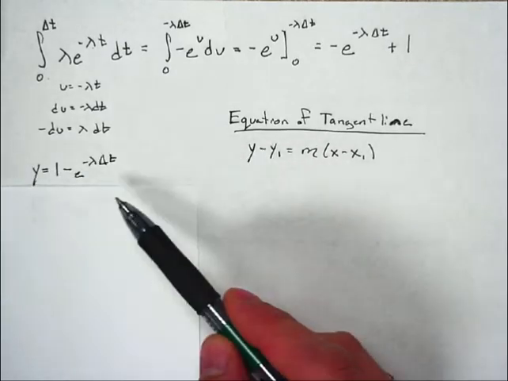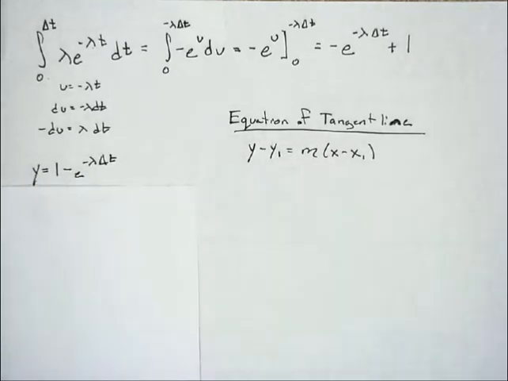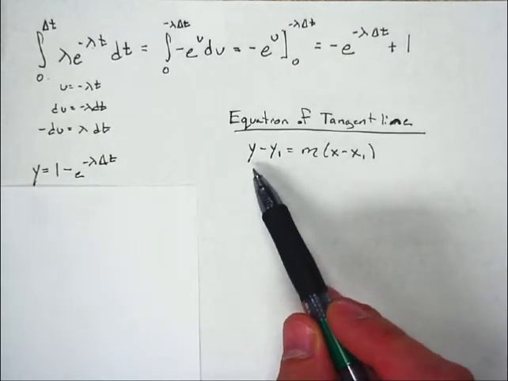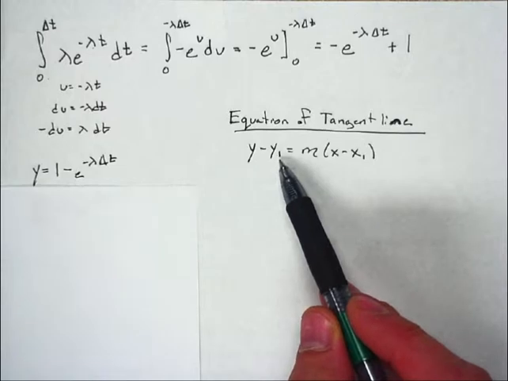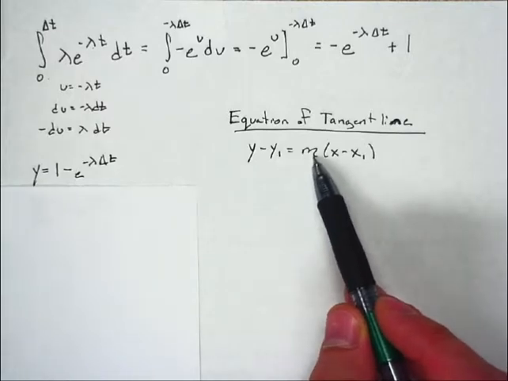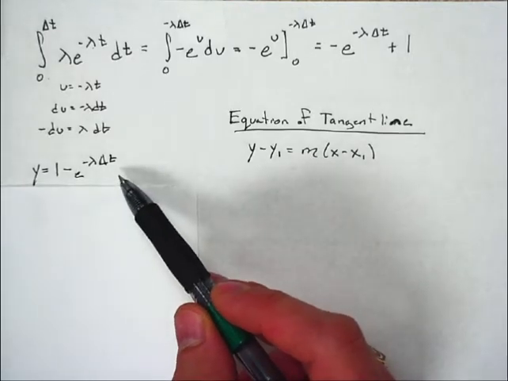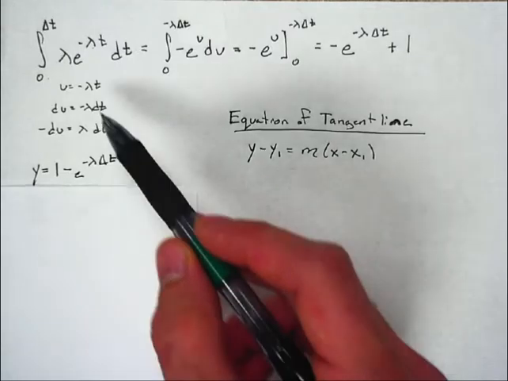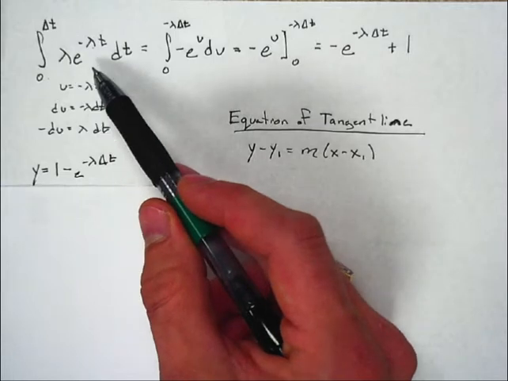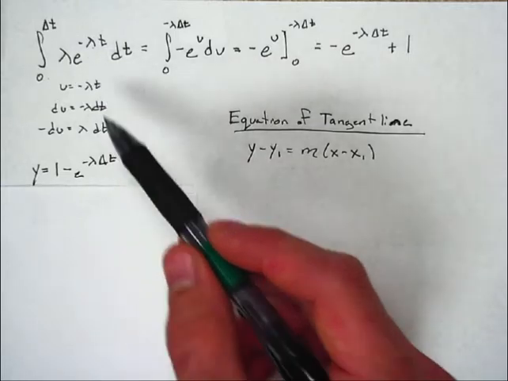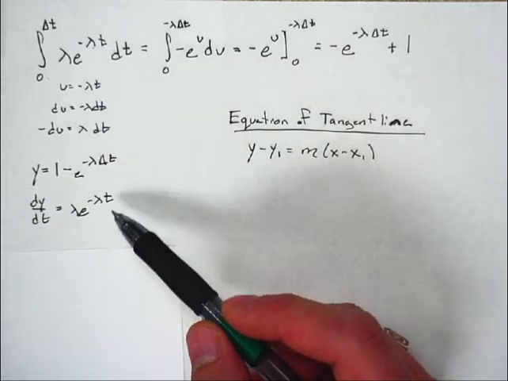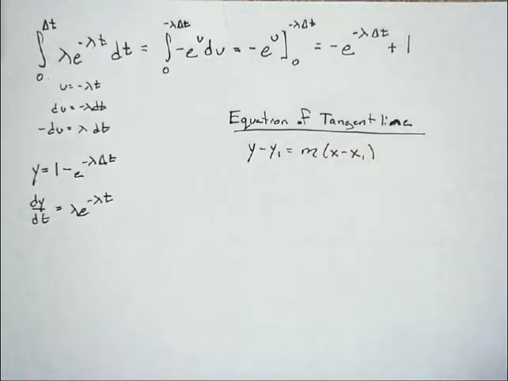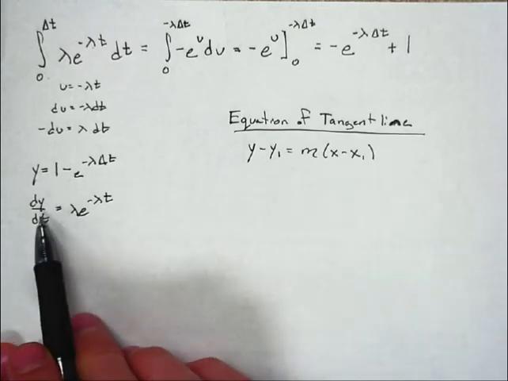So y equals 1 minus e to the negative lambda delta t. That's your y value. y1 is what happens at your specific value, and you have m, which would be the derivative. So we need to find the derivative of this. Of course, we just integrated to get this, so by the fundamental theorem of calculus, you should end up with just what's inside the integral, or you could just differentiate this, and you'll find that dy dt equals positive lambda e to the negative lambda t. So you've got your derivative, and you've got your y equals.